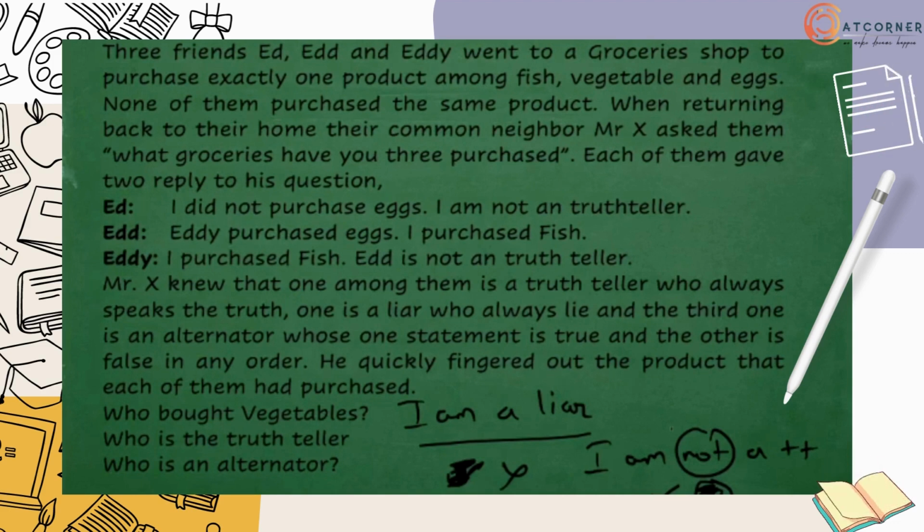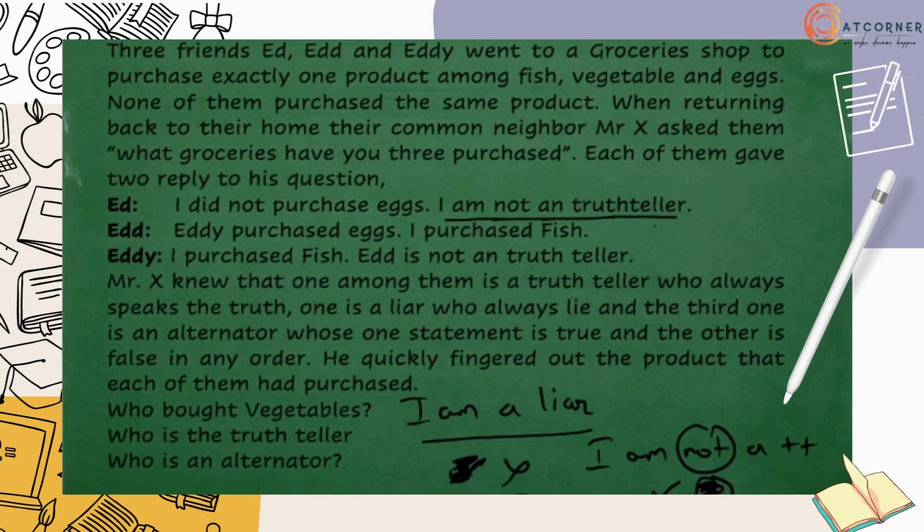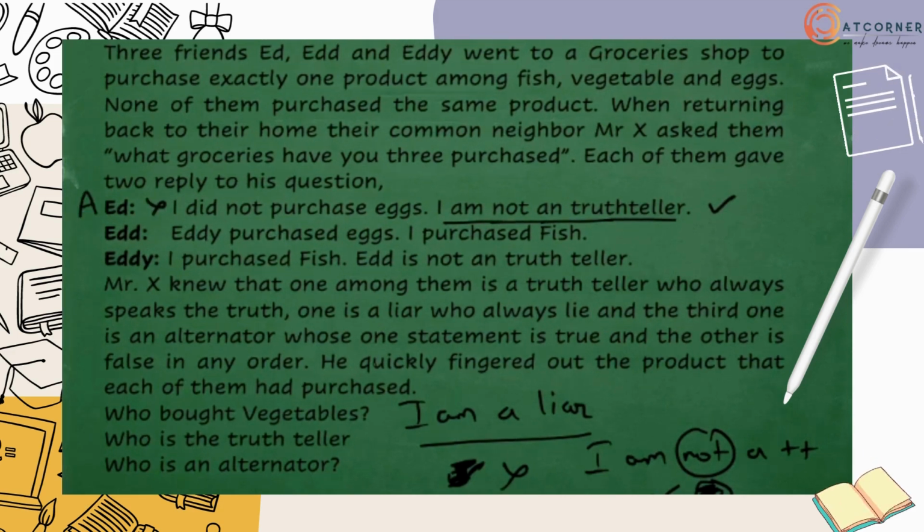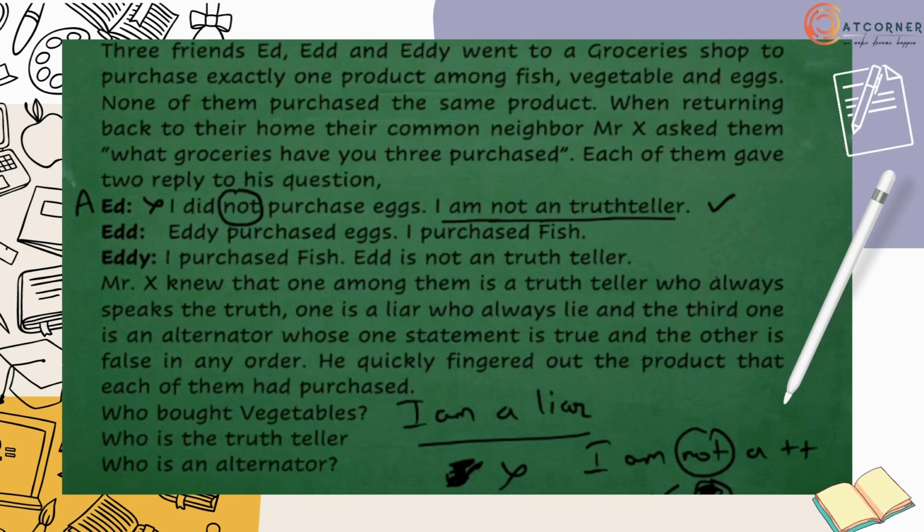Now here I can directly say that "I am not a truth teller." This statement can never be false, it will be true. So if the second statement is true and he is not a truth teller, that means his first statement will be false. He is an alternator. Now his first statement says "I did not purchase egg." That statement starts with "not," and it's a false statement. That means he purchased eggs. Now if he has purchased eggs, this means Ed's first statement says Eddie purchased X, which will be false.